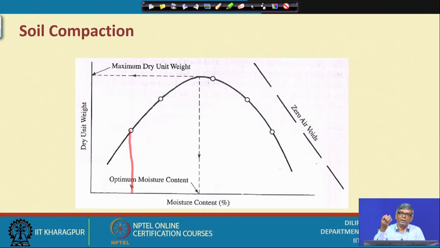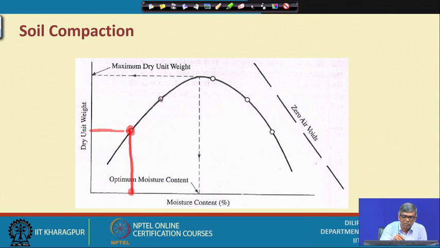That means there is a hammer which will fall from a particular height. The hammer weight is 2.5 kg and it will fall from 30 centimeters, and you have to give it 25 blows. By that standard, if you compact the soil and take the bulk weight and find out the water content, then from there we can find out the dry unit weight. Suppose at 4% of water we have got one point, where the water content is exactly this and the dry unit weight is this.